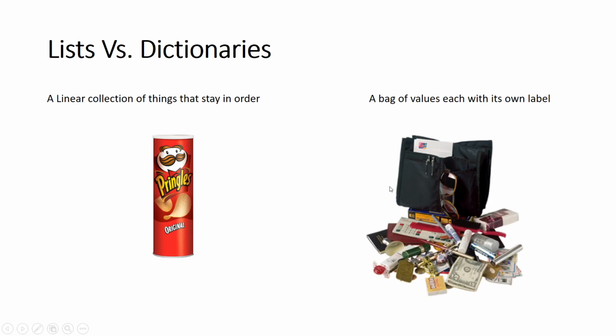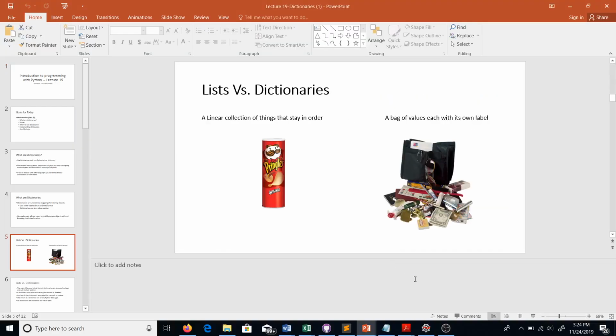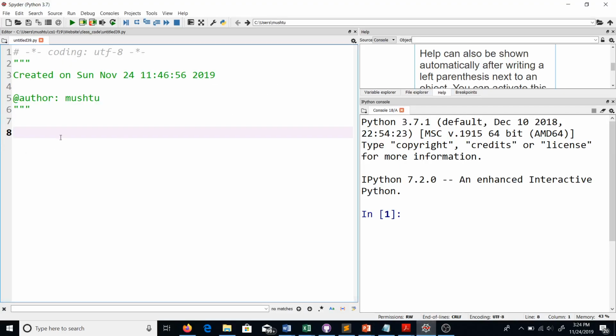For example, this is a linear collection of objects that allows us to keep the objects in order, and so there is a position and a value to every element, which is not true for an unordered mapping, wherein, for example, in a bag of values you have everything that has a label. So for example, if I'm trying to get money out of my wallet, I would reach out for a wallet instead of reaching out for a sequence of elements, right? So that's the major difference between lists and dictionaries. Now let's quickly go to Spyder and actually create dictionaries and understand how they work.